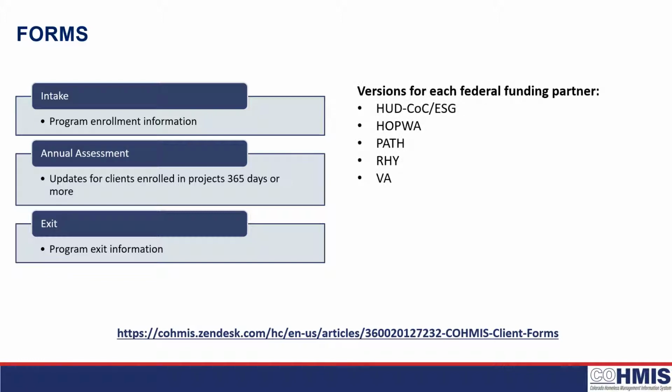It's important to note that there are versions of each of these forms for each of the federal funding partners and their projects. So HUD COC and ESG projects have forms. HOPWA, PATH, RHY, VA. There are relevant forms for intakes, annual assessments, and exits for each of these different federal funding partners posted on the shared statewide help desk. And again, you can access those forms below via the link posted on this slide.